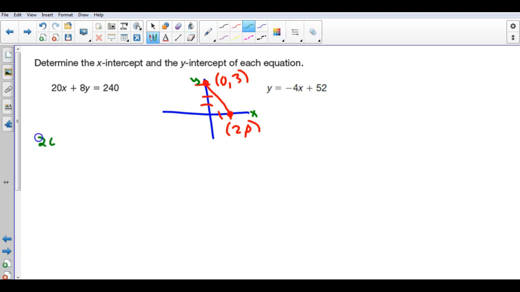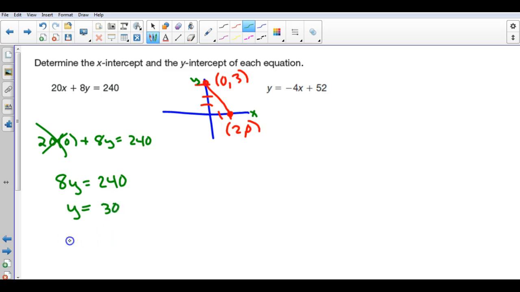So I'm going to do 20 times 0 plus 8y equals 240. So this is just like when we did the little burger and hot dog thing, and I said suppose I sold 0 of one and I sold a bunch of the other one to reach a goal. Just like that. This first quantity is going to drop out. I'm going to have 8y equals 240. So that means y is going to end up being 30. So that y-intercept is the point 0, 30.